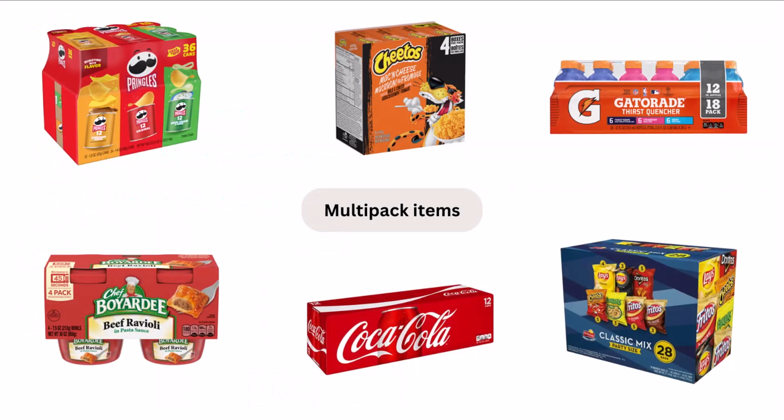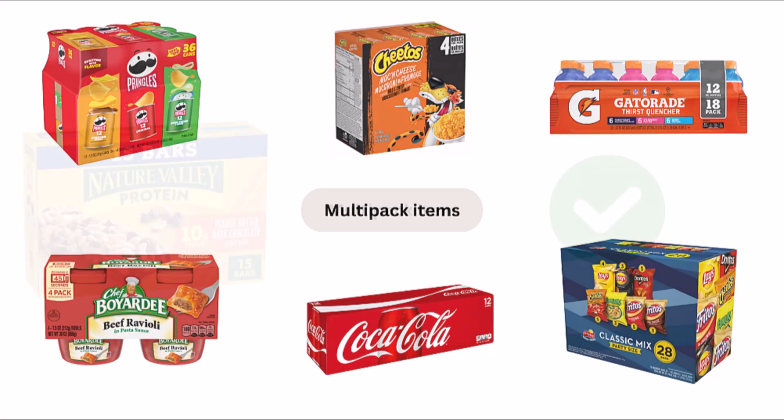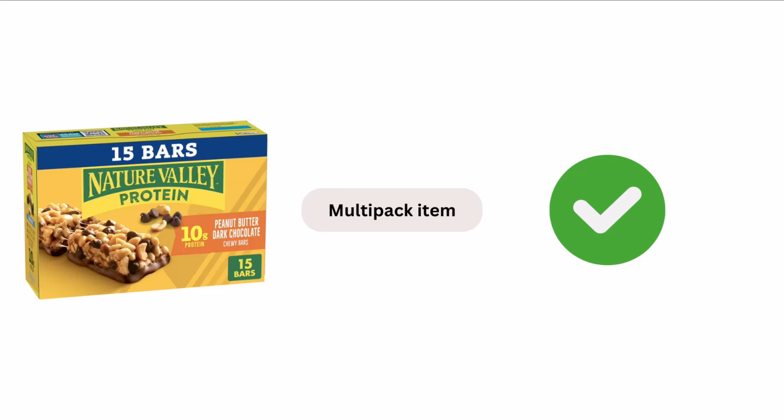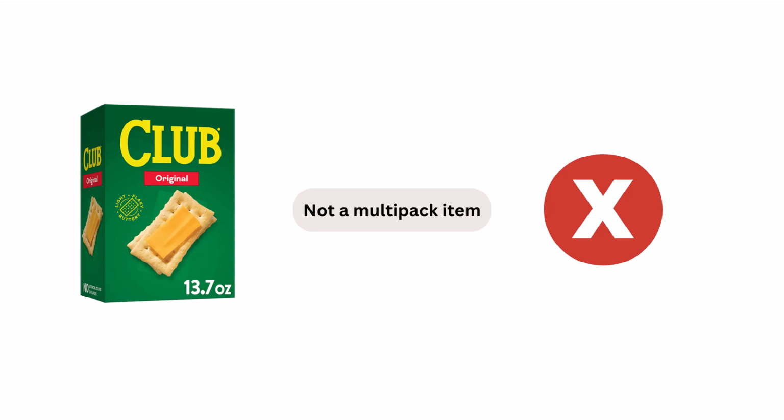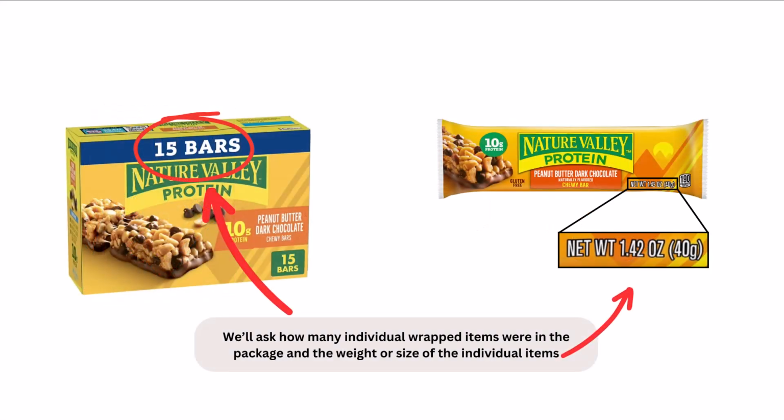Finally, let's talk about multi-pack items. A multi-pack item is a package that includes several individually wrapped items. For example, a box of individually wrapped granola bars is a multi-pack item, while a box of crackers that includes non-individually wrapped crackers is not a multi-pack item. If you report a multi-pack item, we'll ask you how many individual wrapped items were in the package and the weight or size of the individual items.